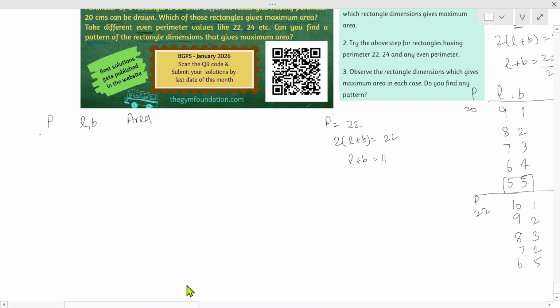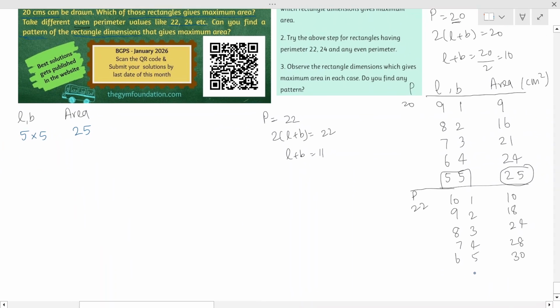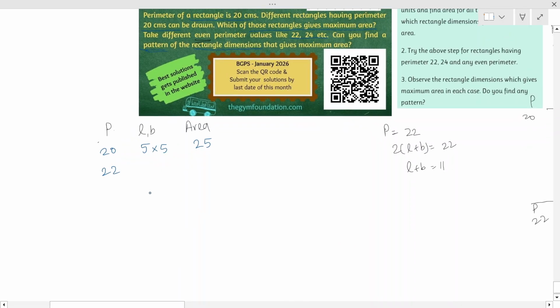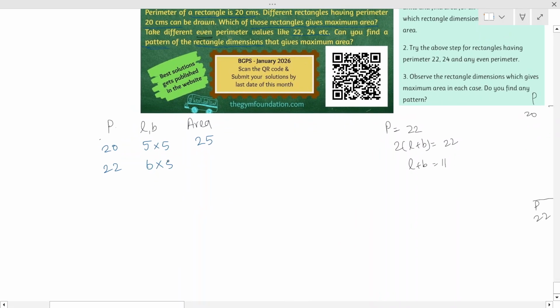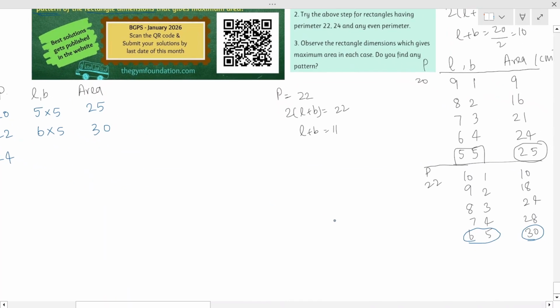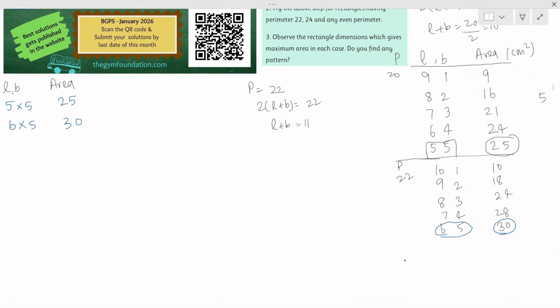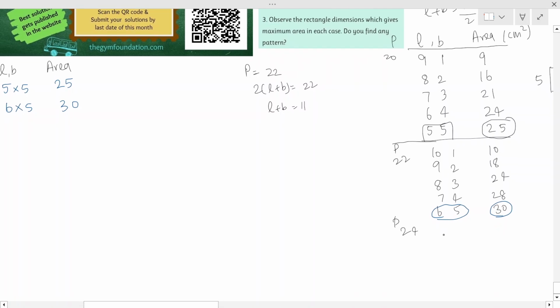So for example, if you have a perimeter of 20, then we figured out that the length and breadth which resulted in a bigger area is a square. And for 22, we just found that 30 is the maximum area, with 5 and 6, so it can be 5 and 6 or 6 and 5, and that is 30. And let's see for 24. Do you really need to work this out, or can you kind of guess in this case? Just pause and guess while we actually work on it.